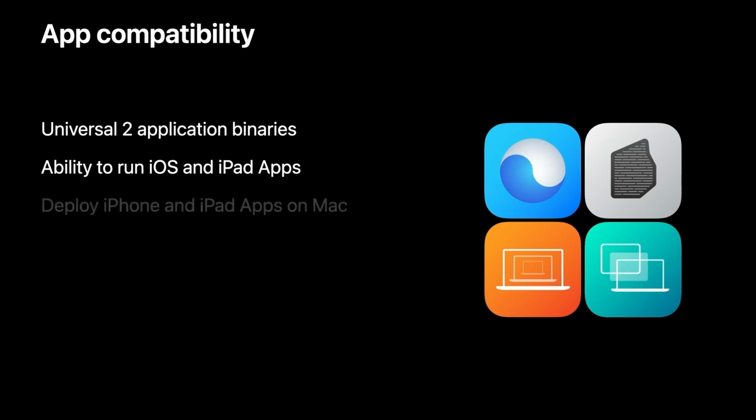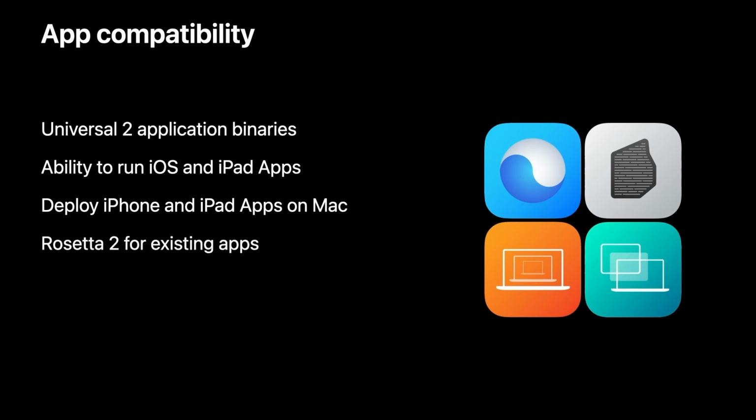Using Universal 2 application binaries, developers can easily create a single app that runs natively on both Mac computers with Apple Silicon and Intel-based Mac computers. Developers can easily convert their existing apps to run on Apple Silicon, and for the first time, developers can make their iOS and iPadOS apps available on Mac without any modifications. In macOS 11.3 and later, MDM can install iOS and iPadOS apps on Mac computers with Apple Silicon.